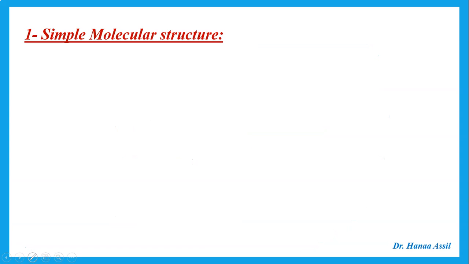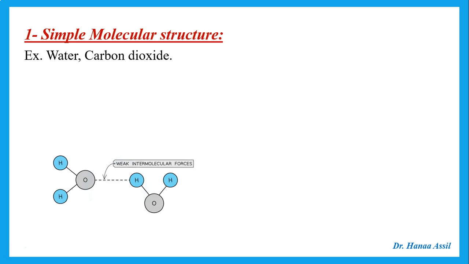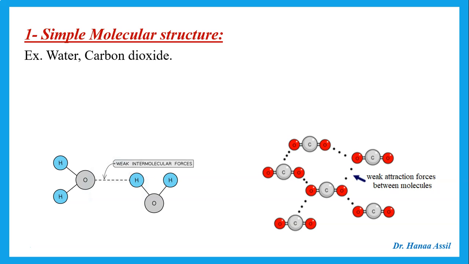So what do we mean by simple molecular structure? Simple molecular structure is one in which we have individual molecules separate from each other with only weak forces between them. For example, if we have water molecules, each molecule is separate from the others, but there are very weak intermolecular forces. Intermolecular forces means the forces between molecules.